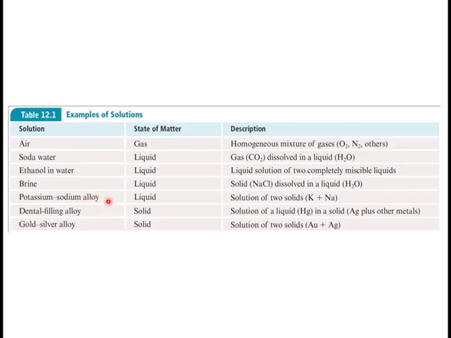I can have a potassium-sodium alloy, which is still liquid. Dental filling, the alloy amalgam, is mercury. It's a solid one, plus silver and other metals. Your jewelry is typically a solid solution. This is talking about silver and gold, but you can also have gold and chromium, which is typically your yellow jewelry. And so that is the end of section 12.1.